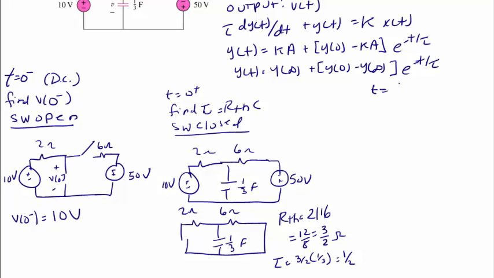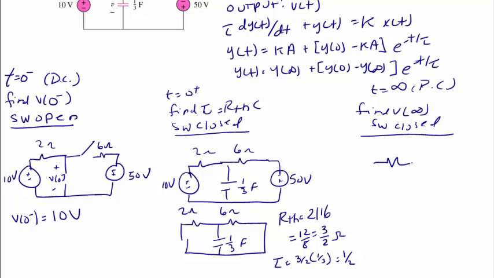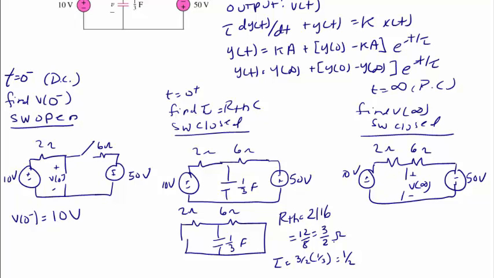And now we analyze the circuit after a long time, or t equal infinity. So this is once again DC conditions. And we use this circuit to find V of infinity, and the switch is still closed. So we draw the circuit, and remember the capacitor looks like an open. I have 2 ohms, 6 ohms, 50 volts, 10 volts. There's my open. And I want to find the voltage across here, V of infinity.